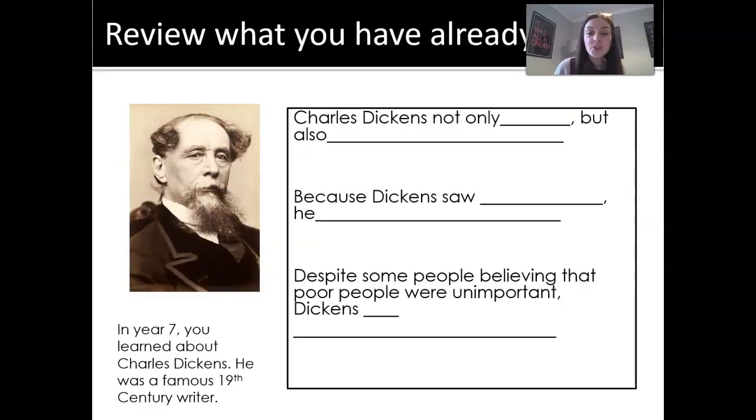It's a good opportunity now just to review what you've already learned. As I've mentioned, in Year 7, you learned about Charles Dickens and how he was a famous 19th century writer. But what kinds of things did he write about? What was he interested in teaching people? And what did he see were flaws in society?